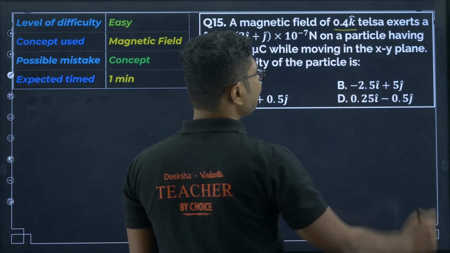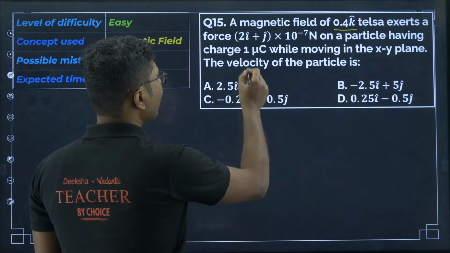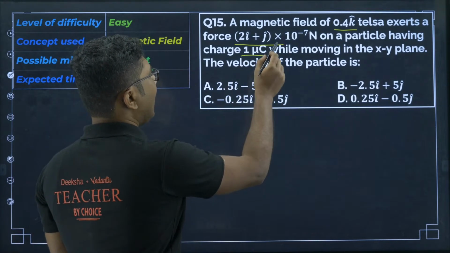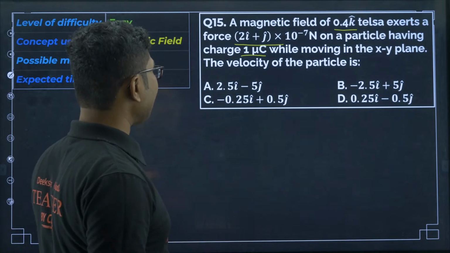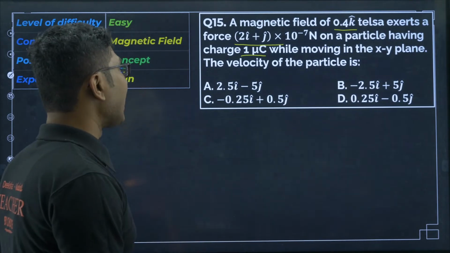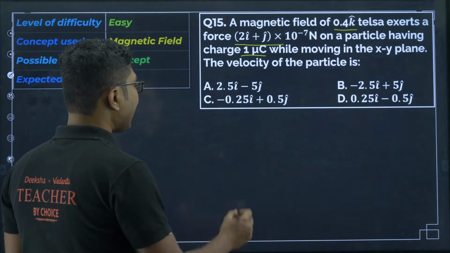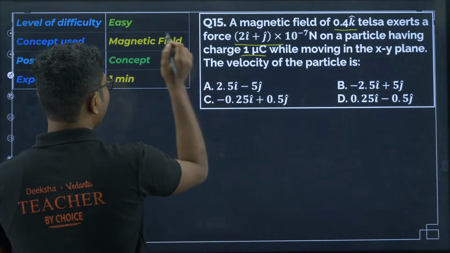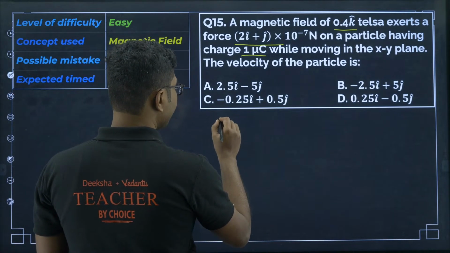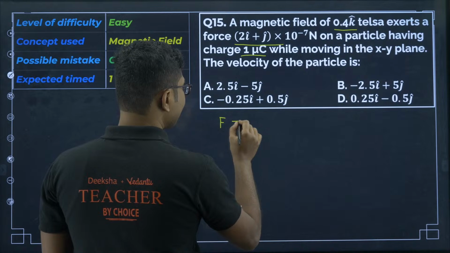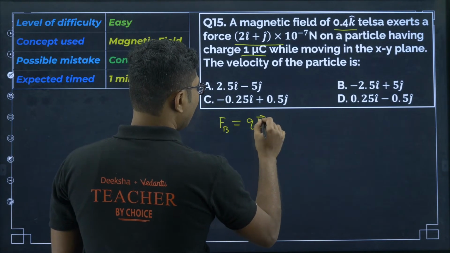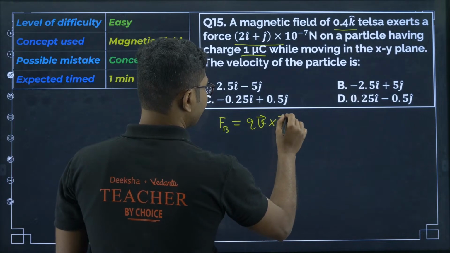Magnetic field is given, force is given, charge is given, and moving in the xy plane is given. So they have asked you to find the velocity of the particle. How can we do that? This is based on Lorentz force. From Lorentz force we know that magnetic force is given by Q V cross B.